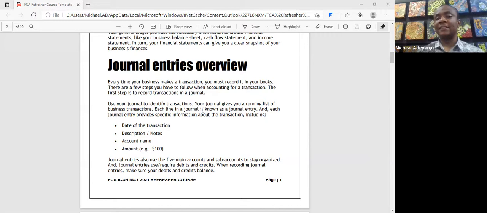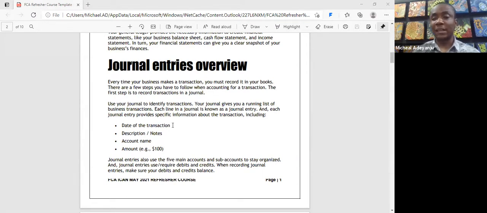Each line in a journal is known as a journal entry, and each journal entry provides specific information about a transaction, including the date of the transaction, the description note, the account name, and the amount. So for every transaction you have, there must be 4 details in your journal that you need to note. One is the date the transaction was held, and the description: what is the purpose of the transaction? Was it sales of goods in cash? Was it purchase of goods on credit? We need to understand what the transaction is all about.